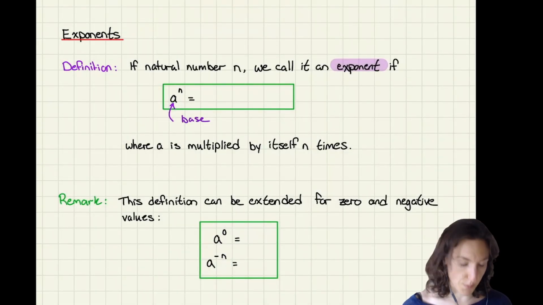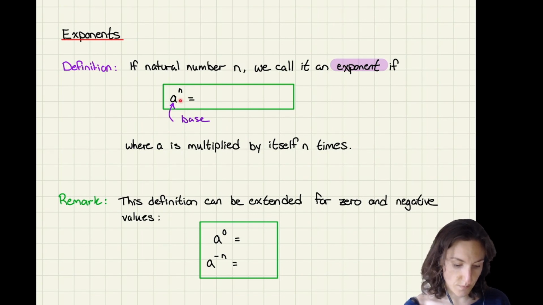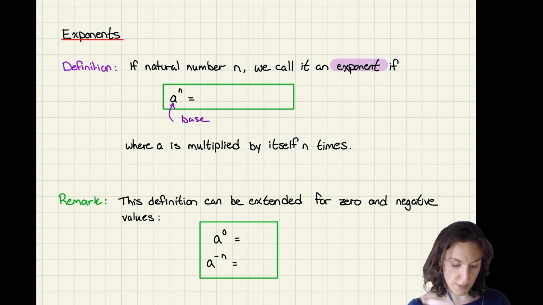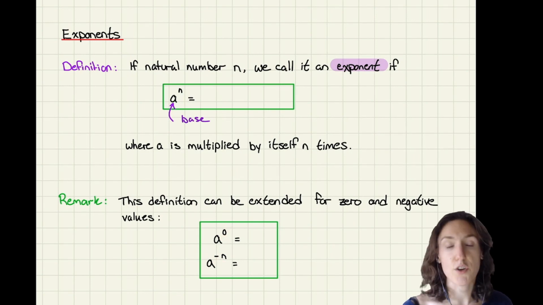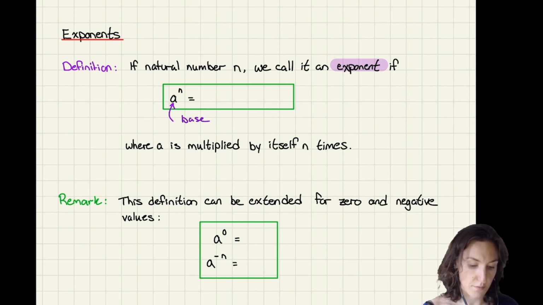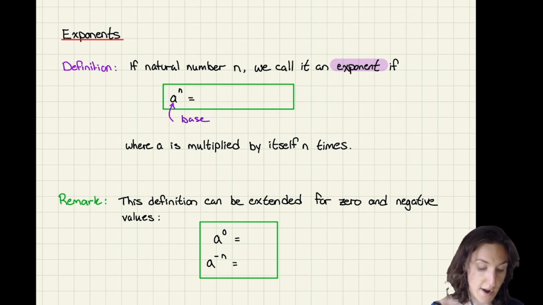Let's talk about exponents. If we see something that looks like a to the n, where a is some value, also referred to as the base, and n is an integer, it can be positive, so here we're talking in terms of natural numbers, but as we'll see in a moment, it can also be negative, and n can also be 0, and as we'll see in the next document, n could also be fractions. But let's start off with the case where we have an integer or a natural number.